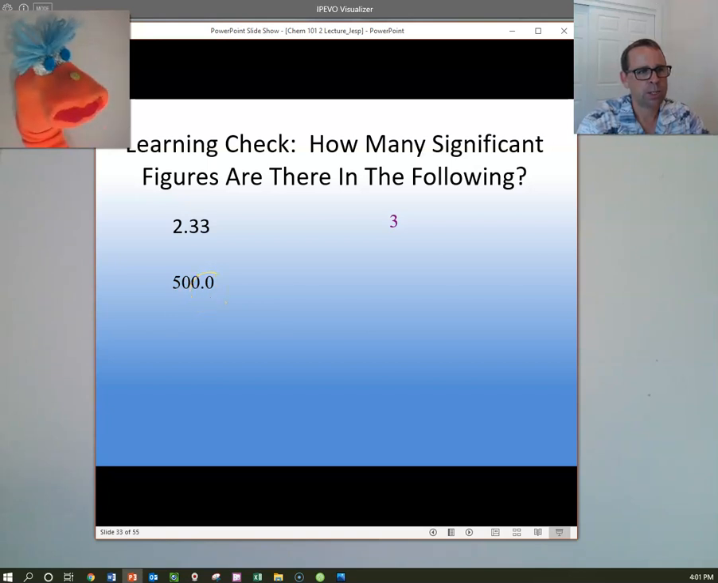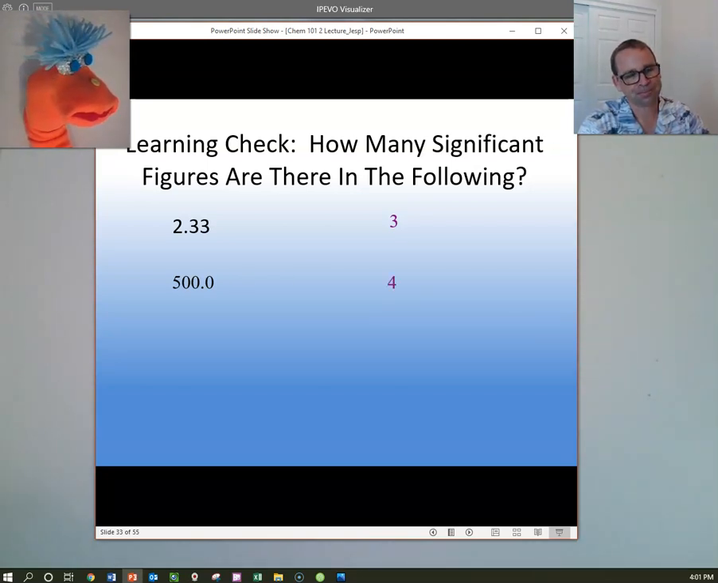Why is there a 0 at the end? I guess that was the, what's it called? The estimate? Yeah, the estimate. That's right. So that means how many significant digits? All 4. That's right, 4 significant digits.